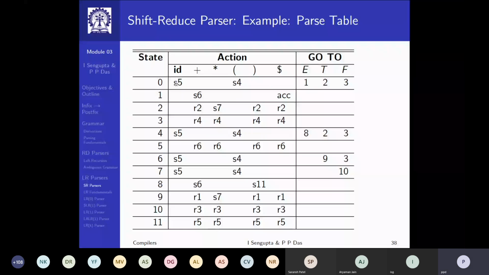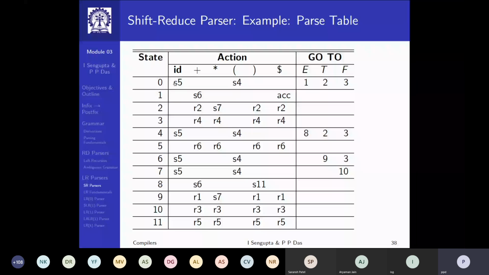Along with the S, you have a number. This number is the number of the state. So this entry actually says two things. One, it says shift. That is, if in state 0 the input symbol is ID, then you shift it from input, push it to the stack, and you change the state of the DFA to state 5. So this encodes the state transition.